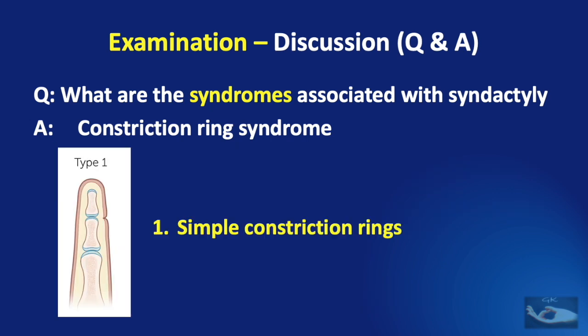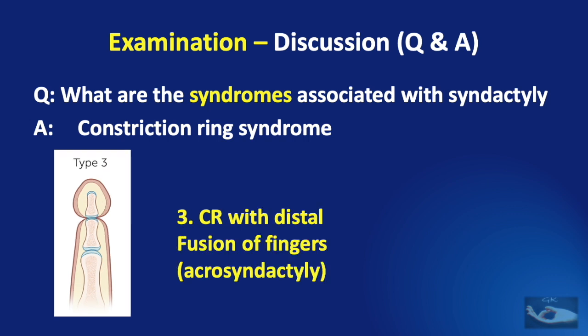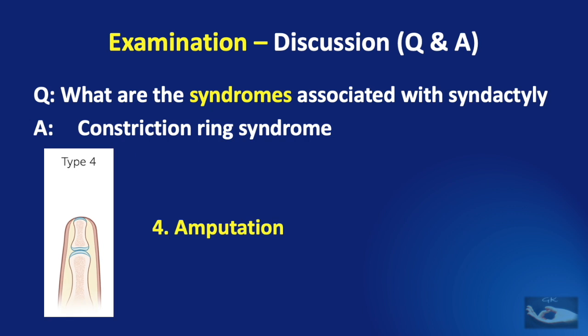That is type 1 with simple constriction rings, type 2 constriction ring with deformity of the distal part, which is usually lymphedema, type 3 constriction ring with distal fusion of the fingers called acrosyndactyly. Here we should note that even though the distal portions of the fingers are fused, there will be a sinus tract representing the finger web that had been formed normally. And type 4 where there is amputation of the distal portion of the finger.